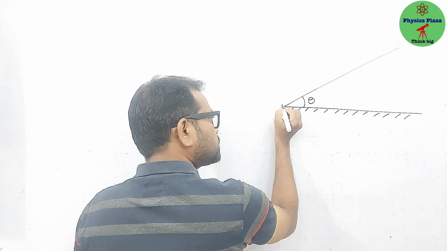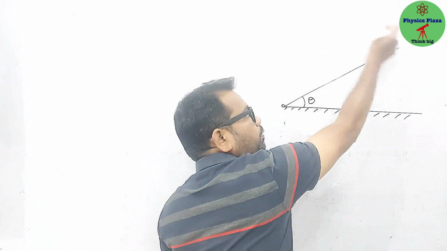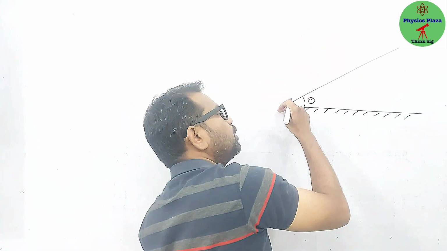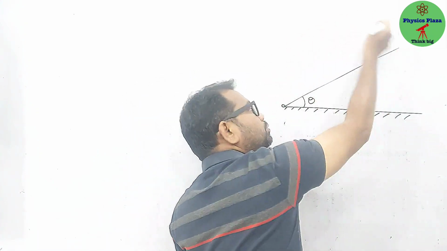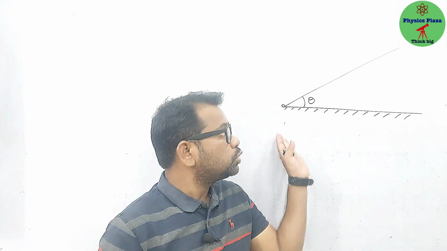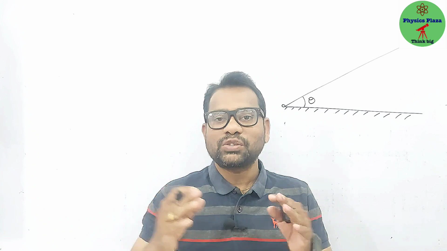Now, in projectile motion on an inclined plane, we have two cases. One is where the body is projected from down to top, and the other is from top to down. Today we discuss only the down to top case. The top to down case we'll try to cover in the next video.